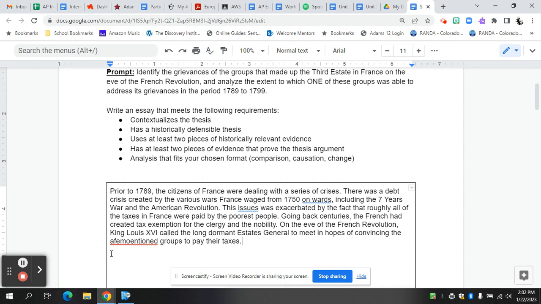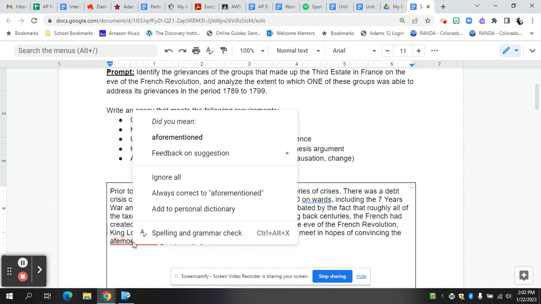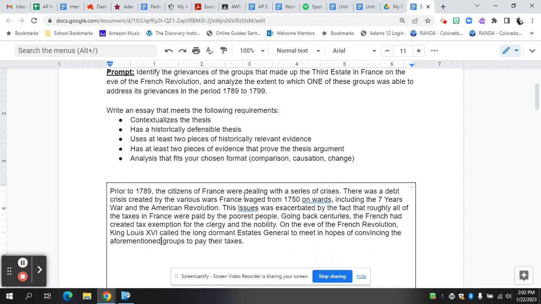All right. So at this point in time, we've got our various grievance-creating issues set up. We've got a couple of various facts. I'm going to start transitioning now into the Estates General so I can address the next step of my prompt, which is breaking down who's in the Estates General, my different groups, before moving into my thesis argument.